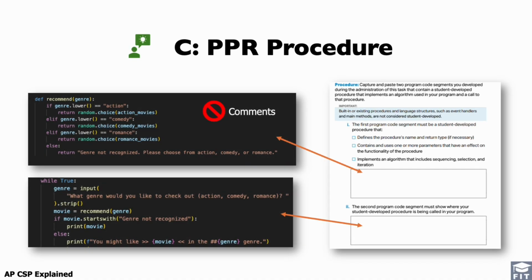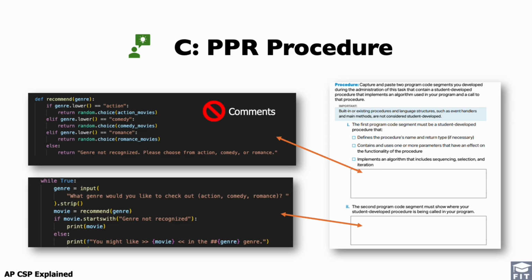Finally, let's prepare your Personalized Project Reference, or PPR. This document consists of 4 required screenshots from your program code, which you'll use during the AP exam to answer specific questions. Start with your student-developed procedure. Choose a procedure that includes at least one parameter and showcases the procedure's name, parameters, and internal logic.